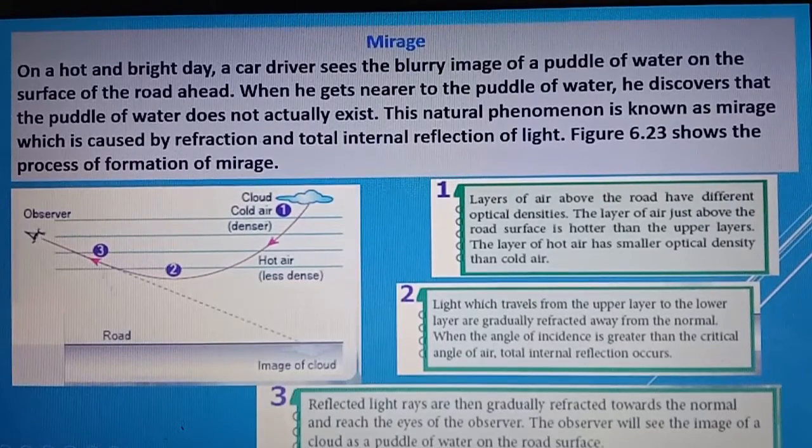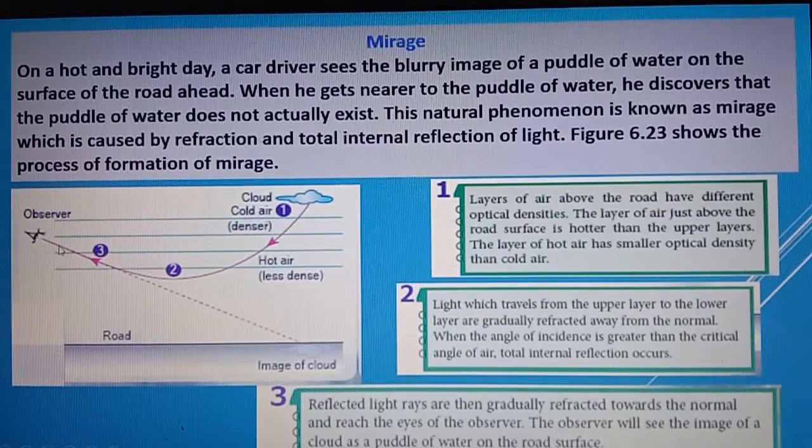especially during a hot day. During a hot day, the road is hotter than the layers of air above. Okay, so the air will be divided into a few layers. The upper one will be denser, which is colder, and as you go to the bottom, close to the road, it becomes hotter, so it becomes less dense.